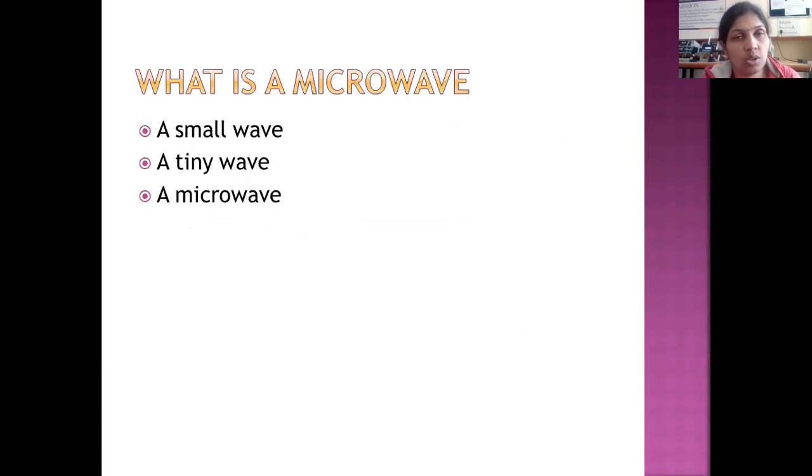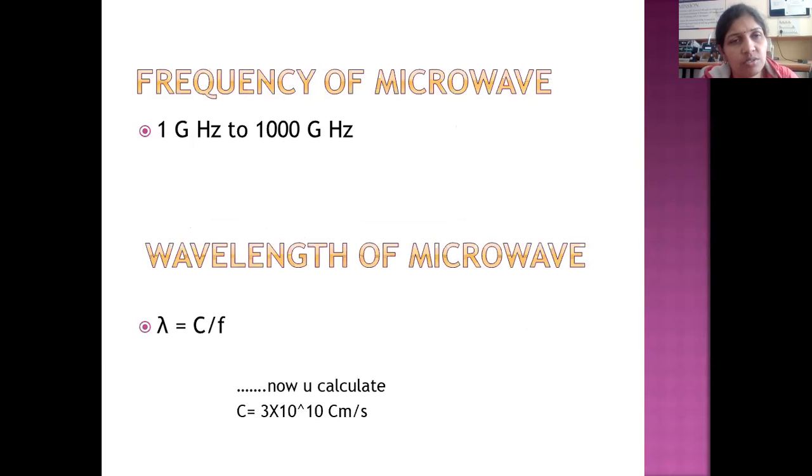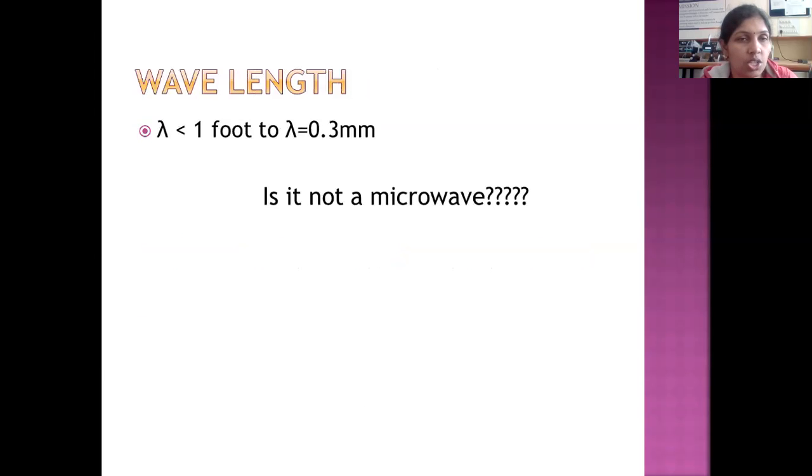Now, coming to the subject, what is a microwave? Microwave is a small wave, a tiny wave, a really small wave. Why is it so small? Because the frequency is in the range of 1 gigahertz to 1000 gigahertz. As the frequency increases, we know that the wavelength lambda decreases. If we calculate the wavelength of this microwave signal, it will be in the range of 1 foot as the maximum wavelength and 0.3 mm as the minimum, which is very small. So that's why it is known as microwave.